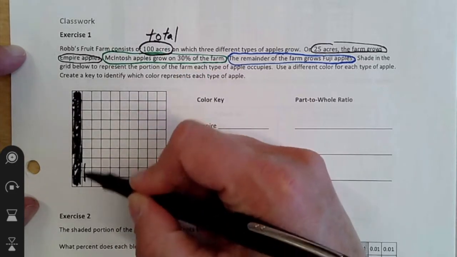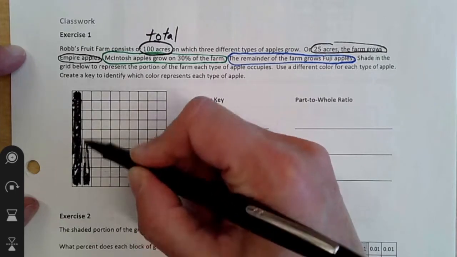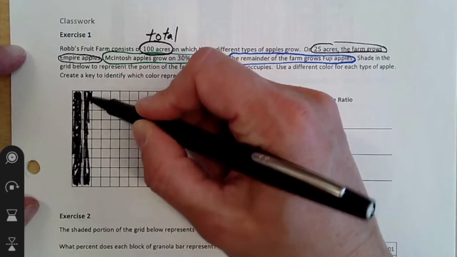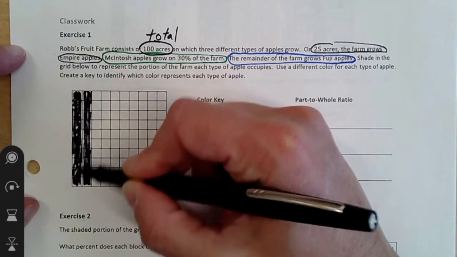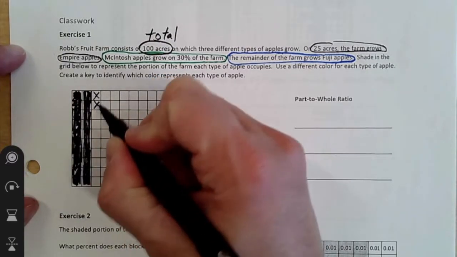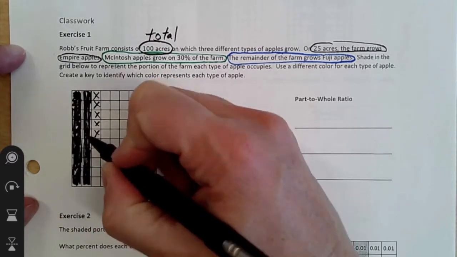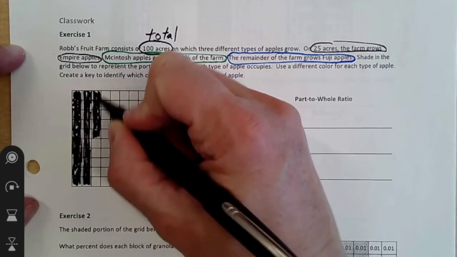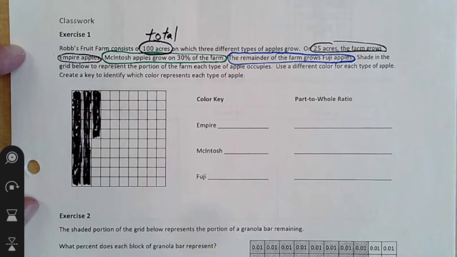So then this would be 20. And then once I get 20, I've got to get to 25. So I would need to shade 5 more blocks in. So 10, 20, and I need to pick 5. So 1, 2, 3, 4, 5. So these 5 would represent the 25 acres that the farm has.